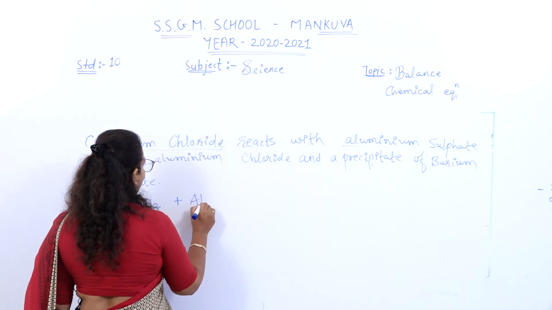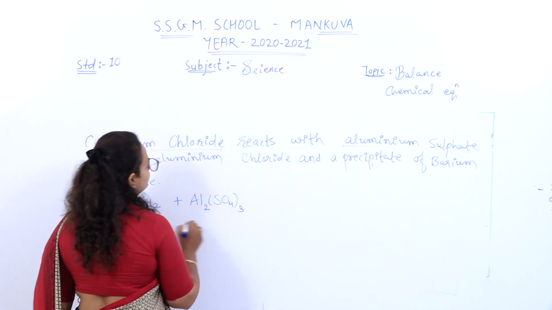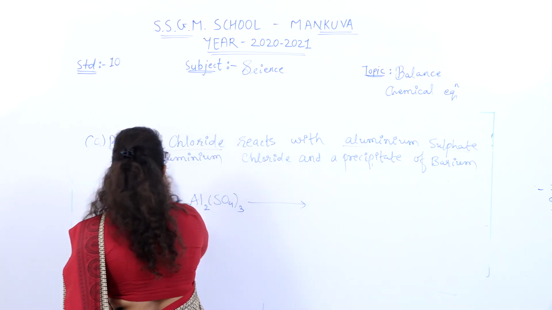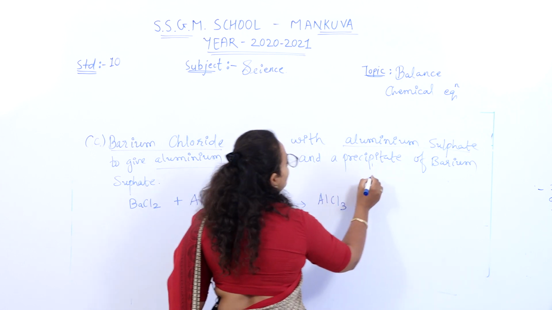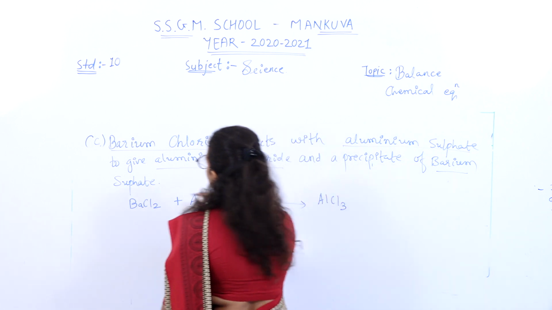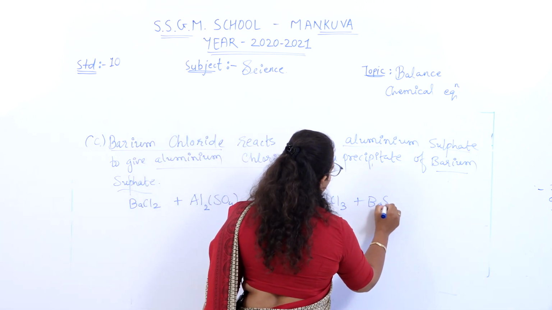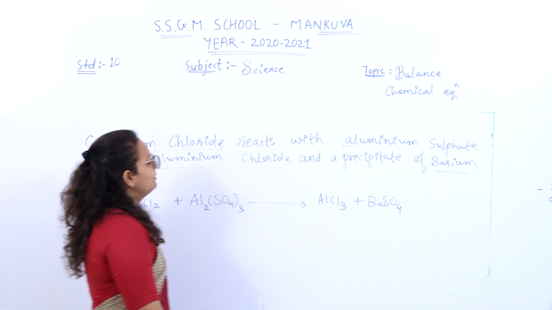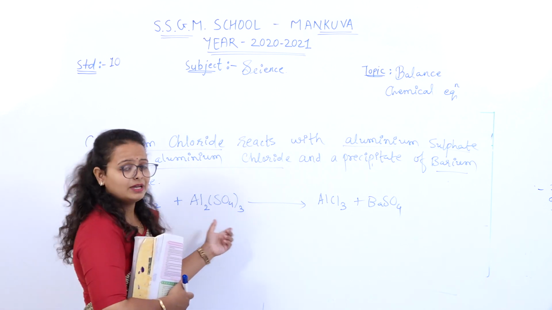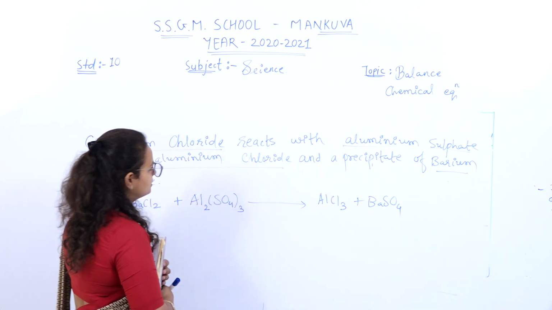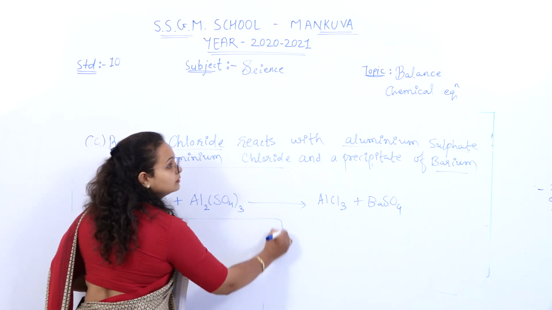So Al2(SO4)3, here 3, here 2, to give aluminum chloride, AlCl3, and precipitate of barium sulfate, BaSO4. Okay. If you have any doubt in making this kind of equation, you can ask me on Microsoft Teams.